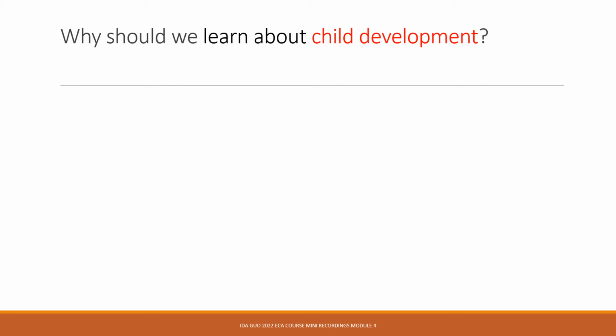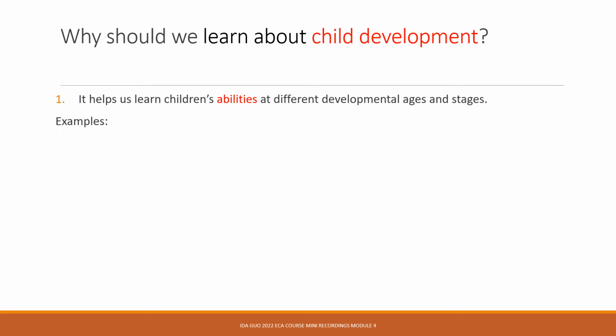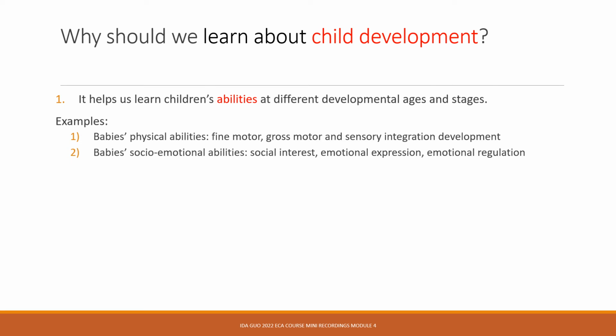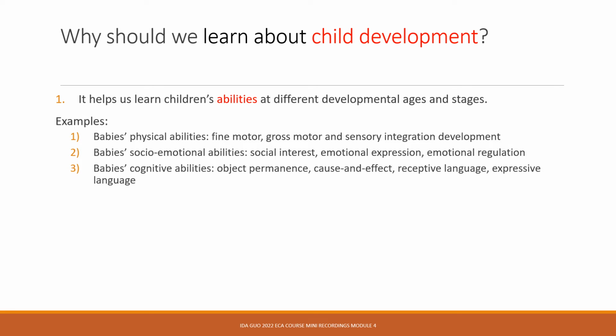Why should we learn about child development? First, it helps us to know about the children's abilities at different developmental ages and stages. So if you refer to ELECT, Early Learning for Every Child Today, that is one important document, and you'll see that it tells us babies' physical abilities, social emotional abilities, and cognitive abilities at different months.